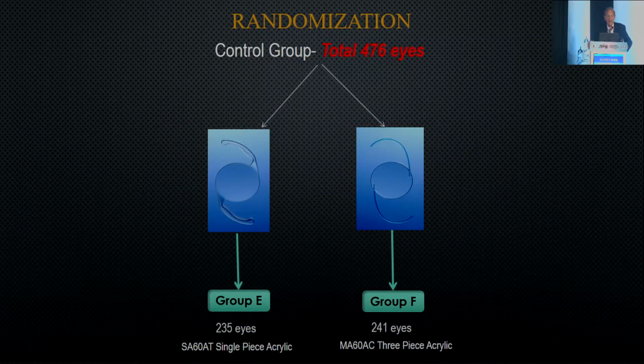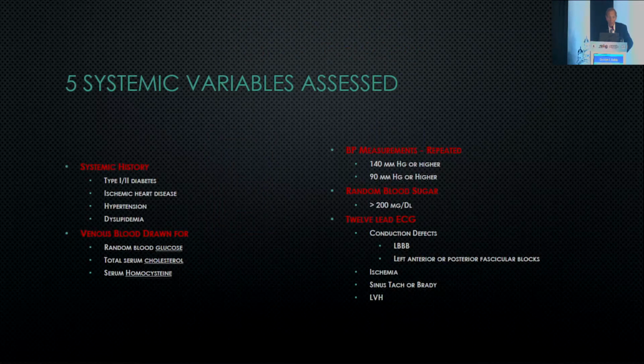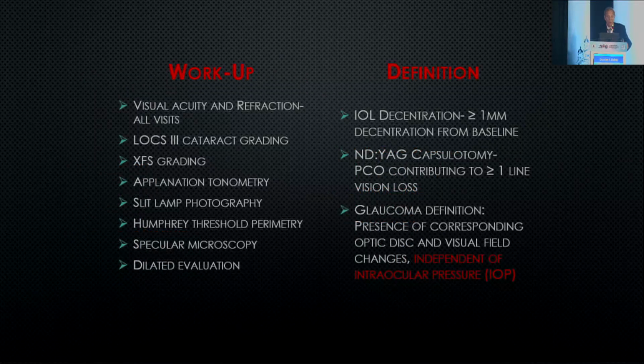In the control group, who just had cataract, it was either a 1-piece or 3-piece IOL, about 240 patients in each group. No CTRs were done. We looked at systemic issues. We had a history. We did blood drawn for glucose, cholesterol, homocysteine. We measured blood pressure, did a 12-lead EKG, and we did blood sugar counts. We also did a total ophthalmic workup for visual fields, gonioscopy, specular microscopy, the whole deal.